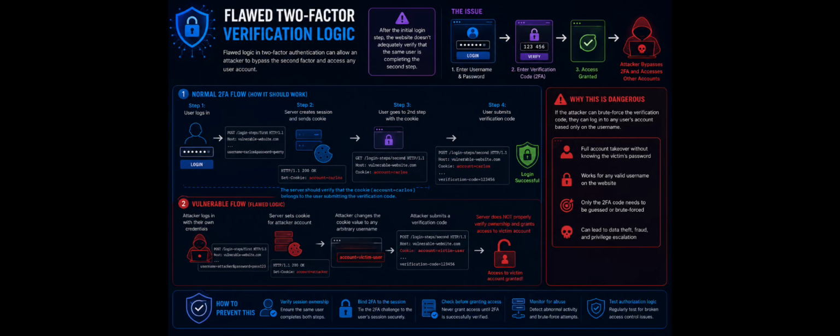In this case, an attacker could log in using their own credentials, but then change the value of the account cookie to any arbitrary username when submitting the verification code. POST /login-steps/second HTTP/1.1, Host: vulnerable-website.com, Cookie: account=victim-user, verification-code=123456.